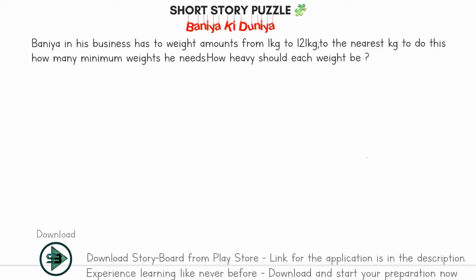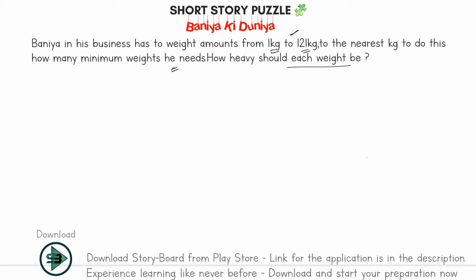Let's solve a short story puzzle on Banya Ki Duniya. Banya in his business has to weigh amounts from 1 kg to 121 kg. So this is the range of the weight that he has to measure. Anything starting from 1 kg till 121 kg, and any weight in between, to the nearest kg. To do this, how many minimum weights does he need and how heavy should each weight be?